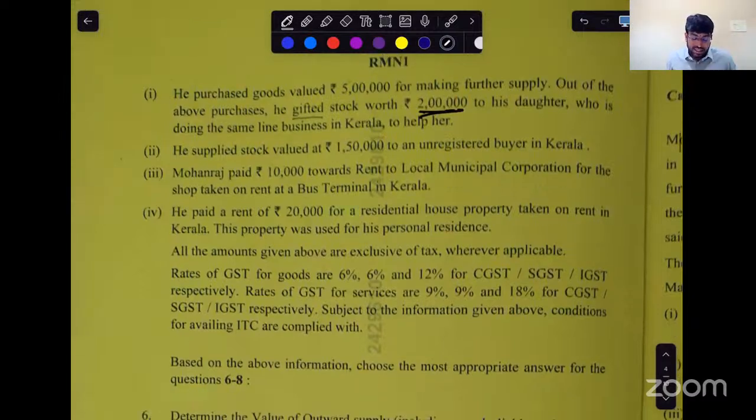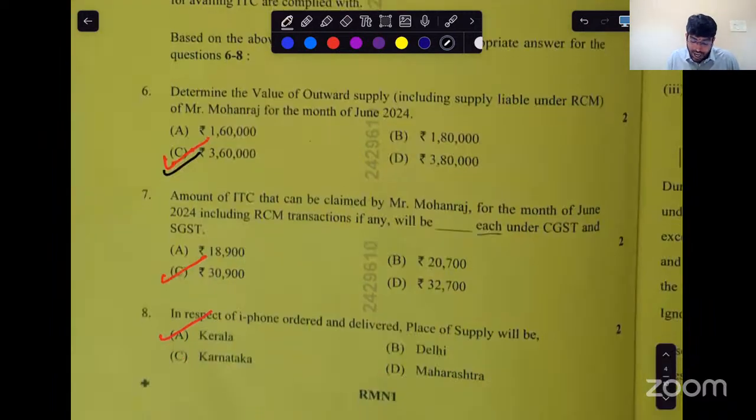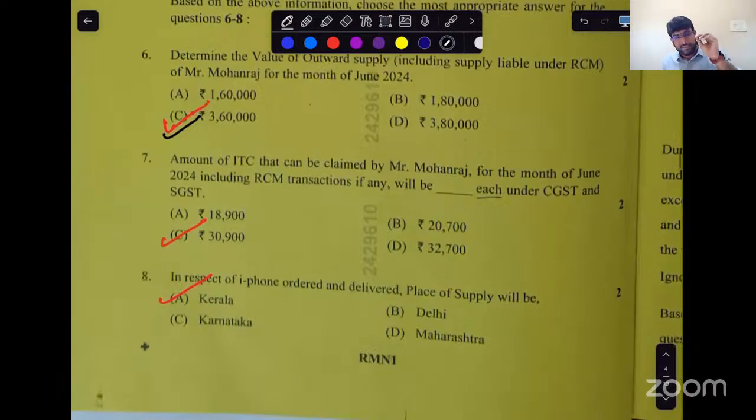C is the answer. And the seventh bit, the answer is option C, 30,900. That is only the input that is available. And the eighth question, the answer is option A, Kerala. Place of supply is the answer because of section 10(1)(p). I don't want to waste much of your time. Directly I'm giving answers to you. A more detailed description I'll give you separately, my dear friends, because I don't want to waste much of your time. But quickly we'll finish off.